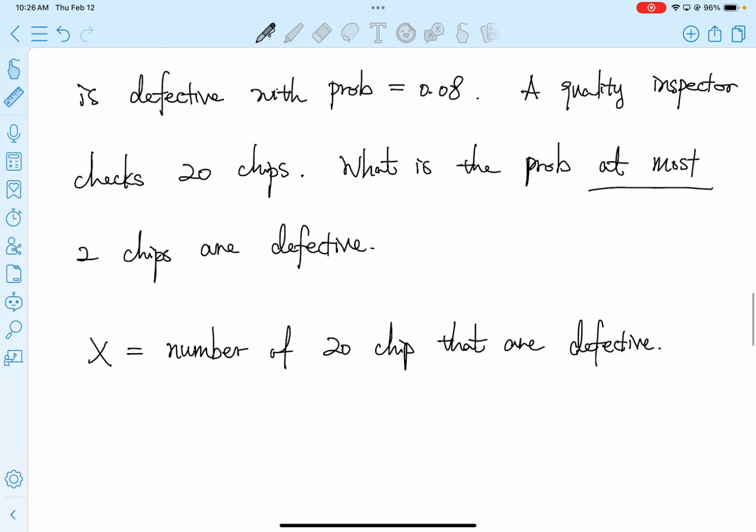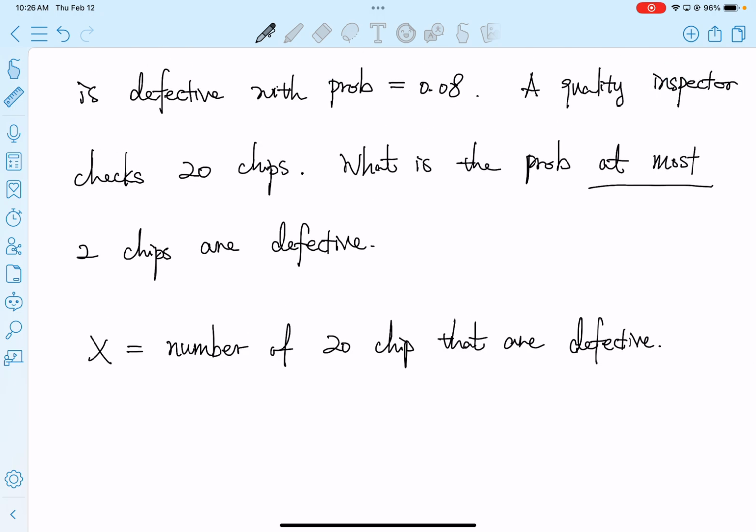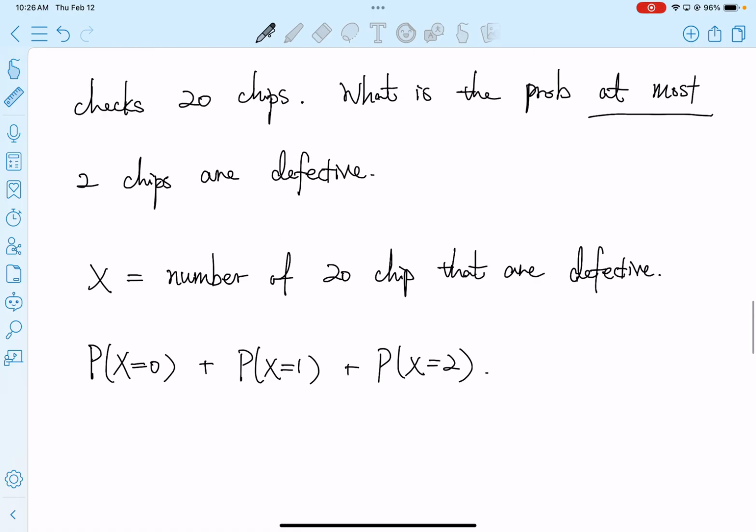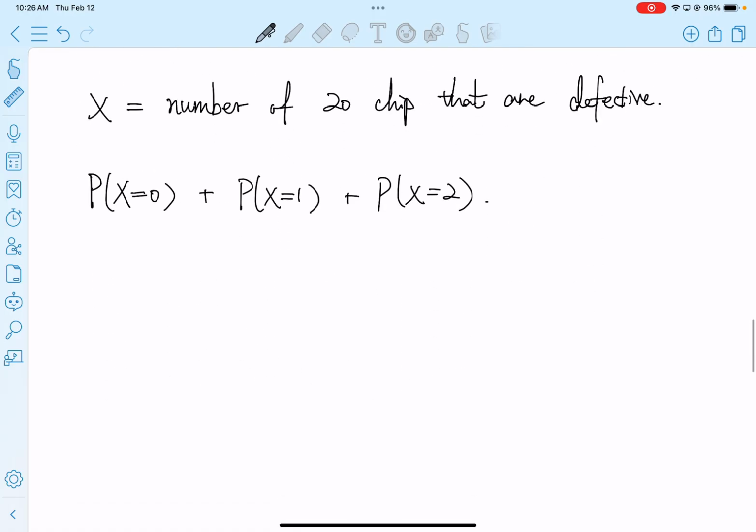We are interested in the probability of at most 2 chips. That means we need to find the probability for X equal to 0, plus the probability of X equal to 1, plus the probability of X equal to 2. The sum of them will satisfy the probability that we are interested in. We also recognize that we need to use the binomial probability mass function to calculate that.